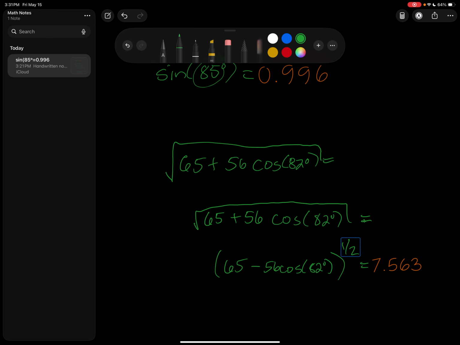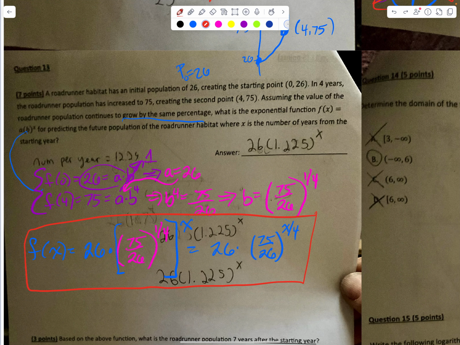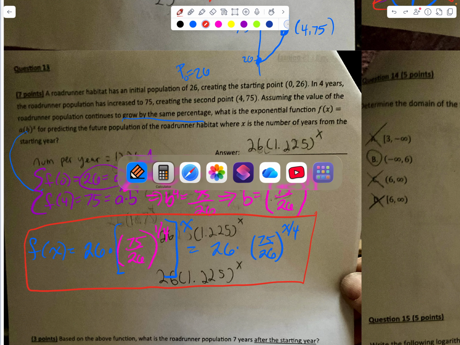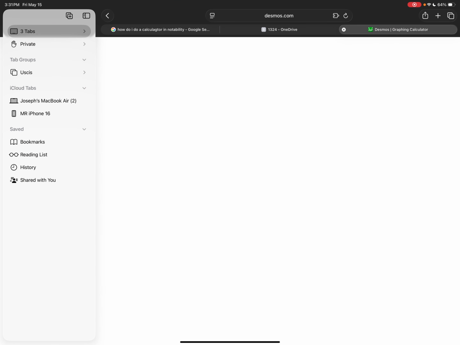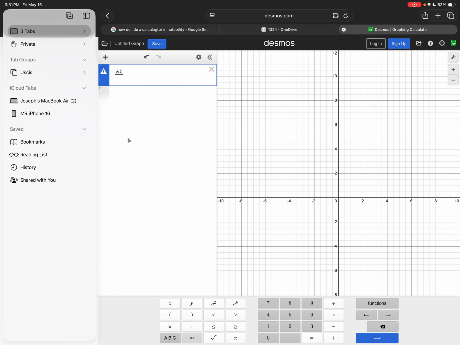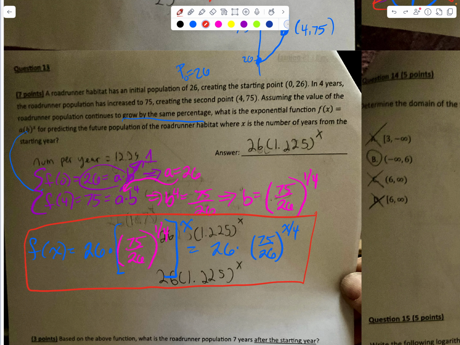Now I got to do this stupid stuff here. 75 over 26 to the 1/4 power is 1.303. That's not what you got. 75. Oops. Over 36, to the 1/4 power. See, you just write some random decimal.